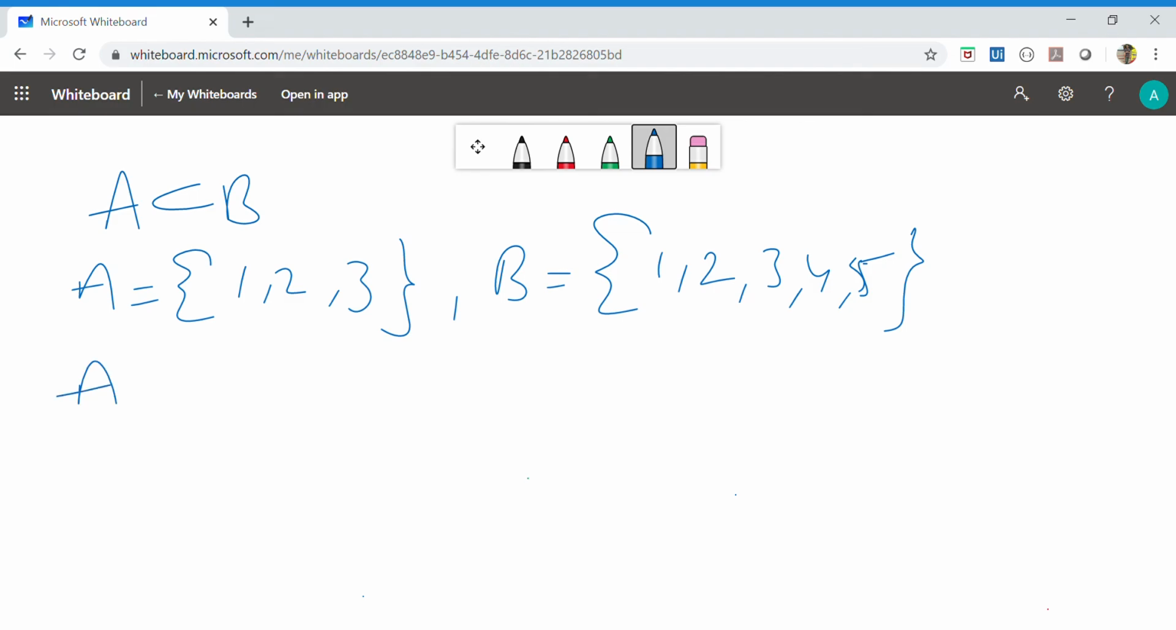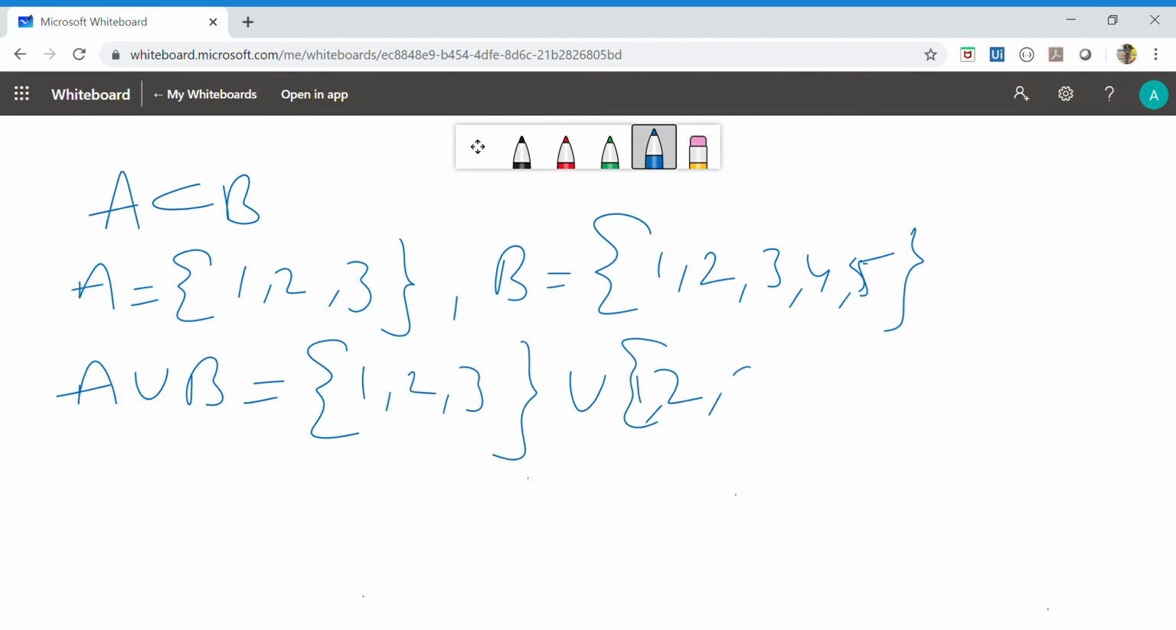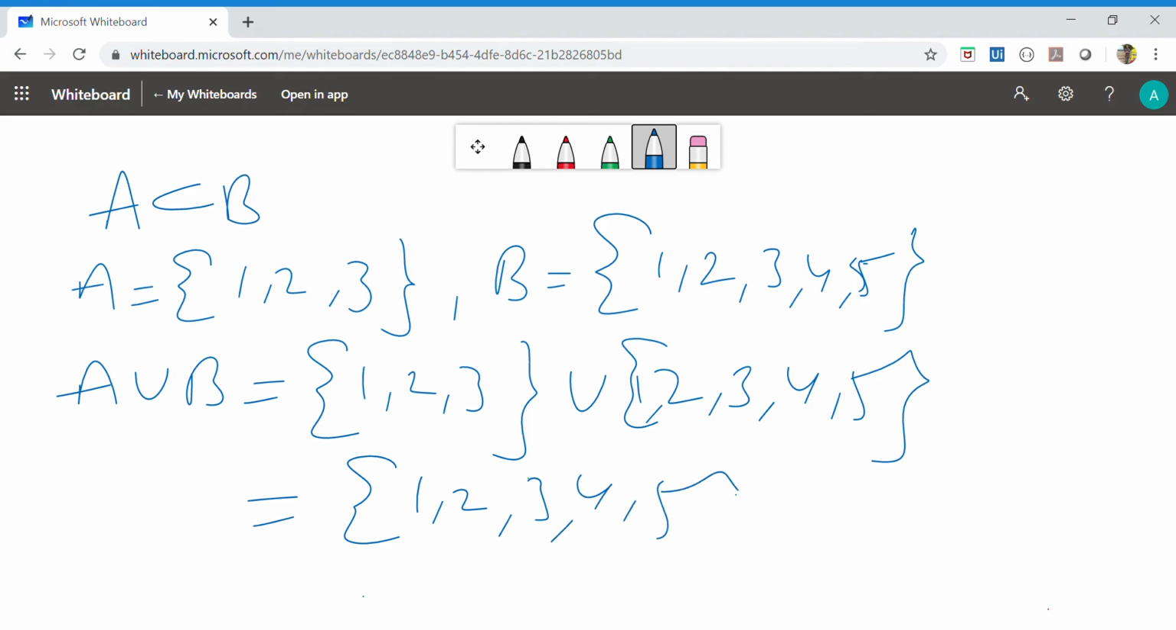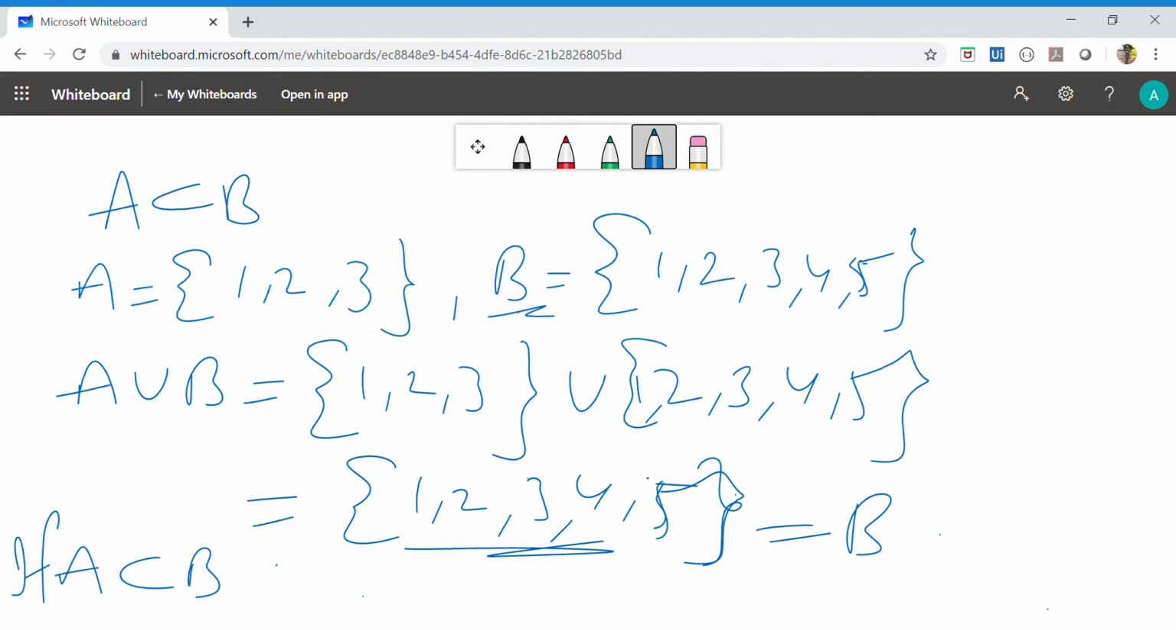Then what is A union B? A union B is {1, 2, 3} union {1, 2, 3, 4, 5}. Union means all elements together. You have to write 1, 2, 3, 4, 5 without repetition. So {1, 2, 3, 4, 5}, which represents which set? Set B. So you can say that if A is a subset of B, then A union B is equal to B. I explained this in the formulas. So the remaining all you can do.